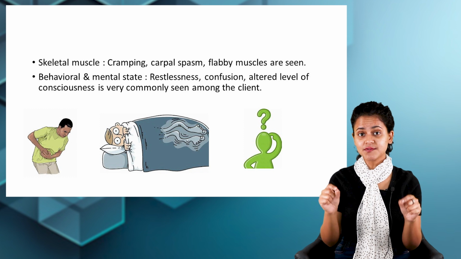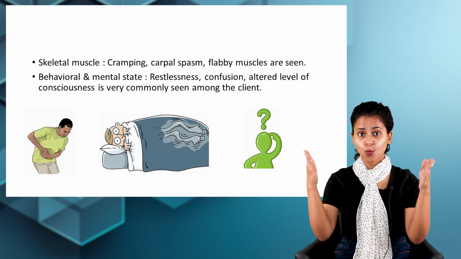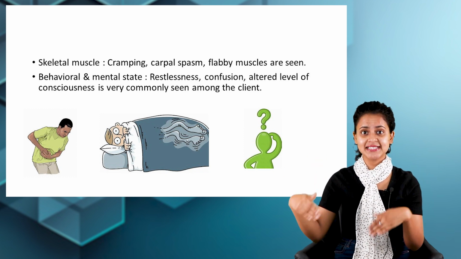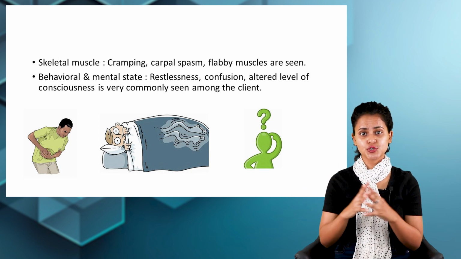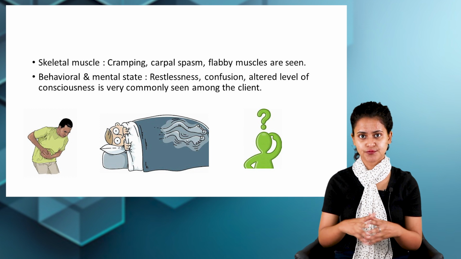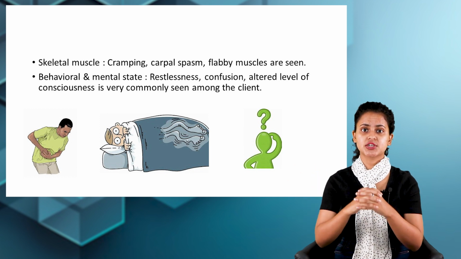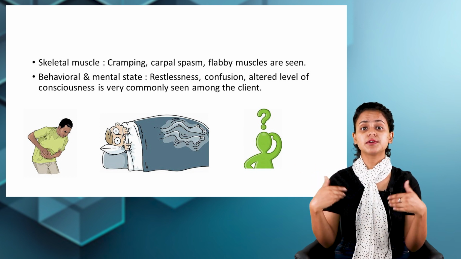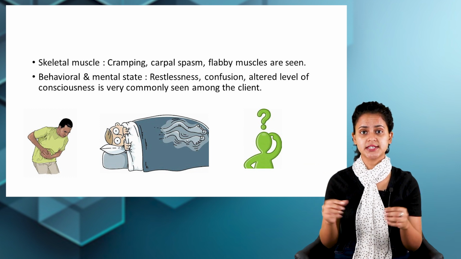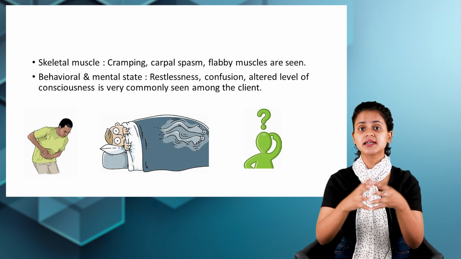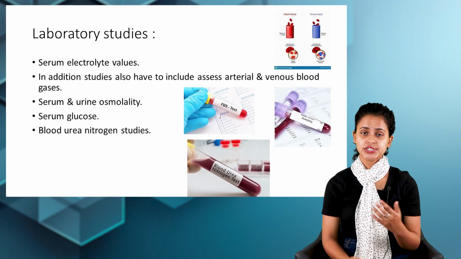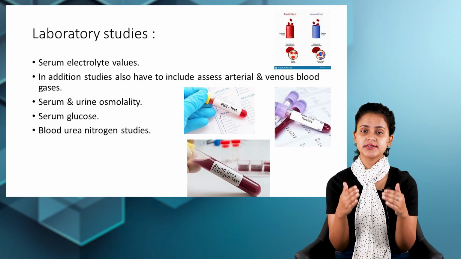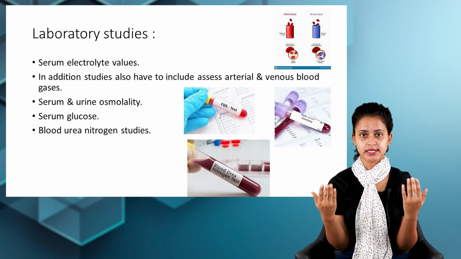Now, to identify the electrolyte imbalance, that is, exactly which electrolyte has changed in the person's body, we need to send the patient for further investigation. Basically, we will be performing certain laboratory studies to find out the exact changes in the electrolyte level in the body. So initially, we will be doing serum electrolyte studies.